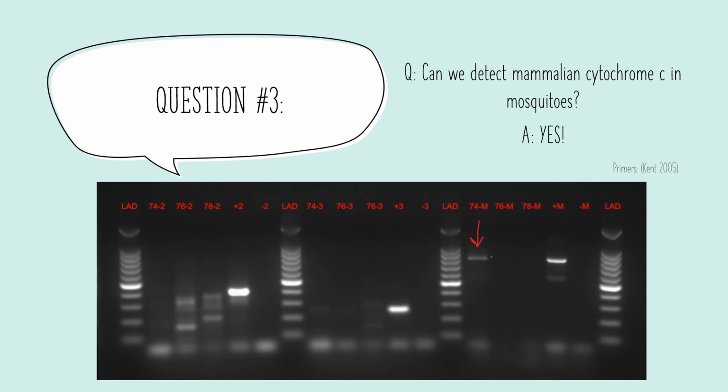And question number 3, can we detect mammalian cytochrome C in mosquitoes? And the answer to that is also yes. So in this lane right here, we have a band from mosquito number 74 that was tested for mammalian cytochrome C, and as you can see, it does line up with the control. So one of the animals that this mosquito probably fed from was a mammal.